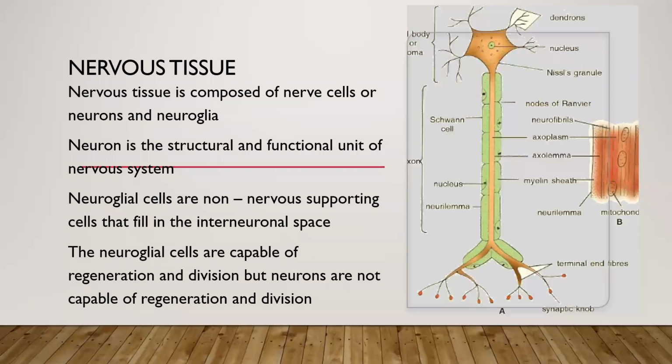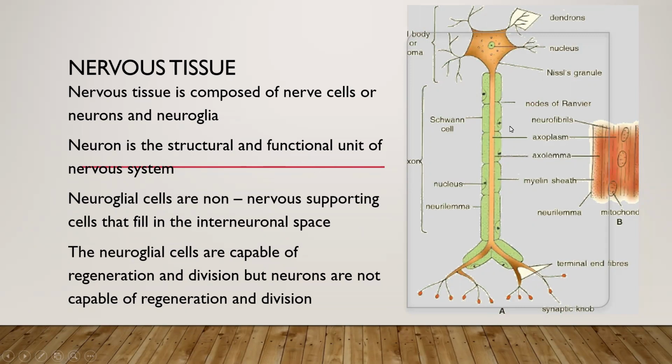Now, nervous tissue is composed of nerve cells or neurons and neuroglia. You can say this is the nerve cell. Where is nervous tissue found? Nervous tissue is found in the central nervous system, which is the brain. It is composed of nerve cells, and this is the structure of a single nerve cell, which is also called a neuron. It is also made up of neuroglia. Now, the neuron is a structural and functional unit of the nervous system.